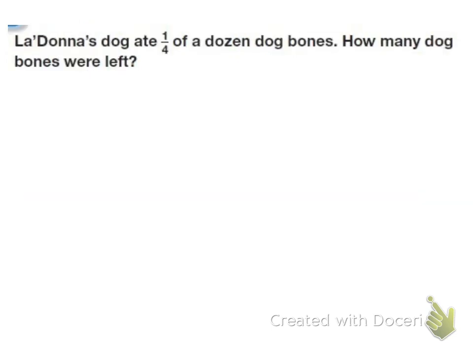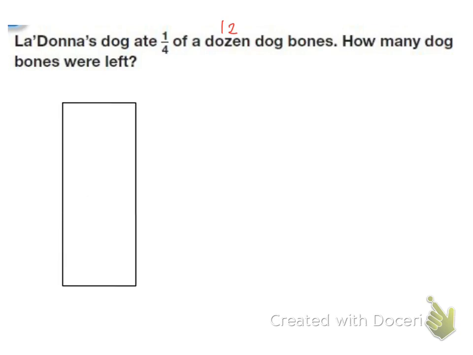Okay, let's do another example. This says LaDonna's dog ate 1/4 of a dozen dog bones. How many dog bones were left? Well, I know a dozen means 12. So I'm going to draw my diagram, and I'm going to divide it into fourths because the fraction's denominator is a 4. So we have 1, 2, 3, 4. We have 12 bones total.